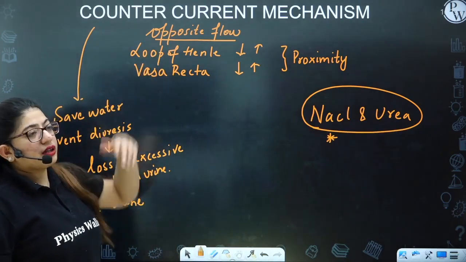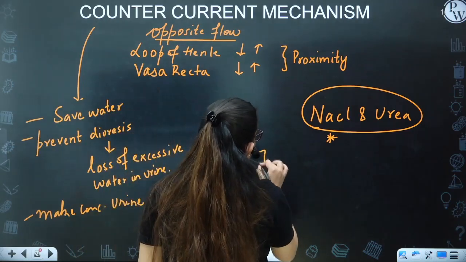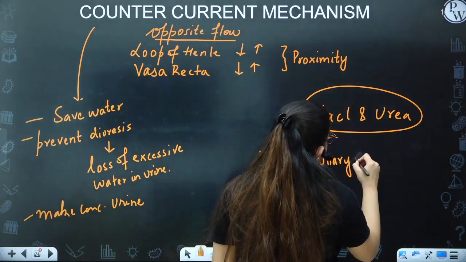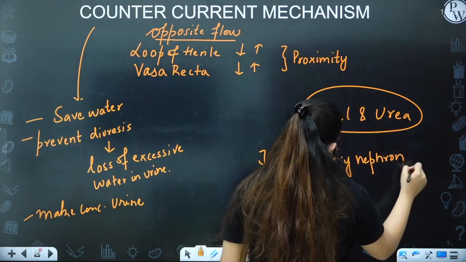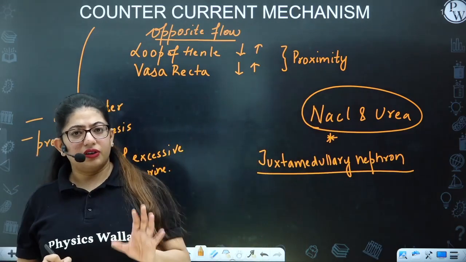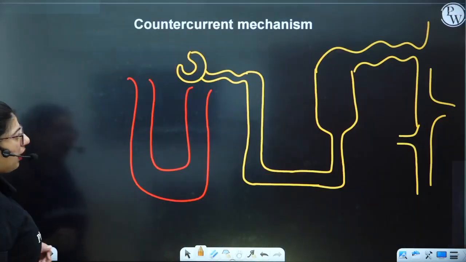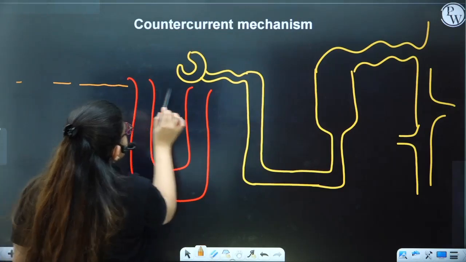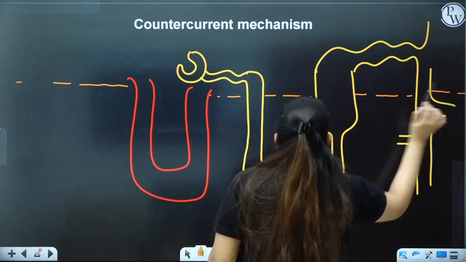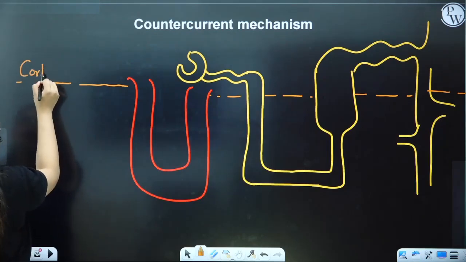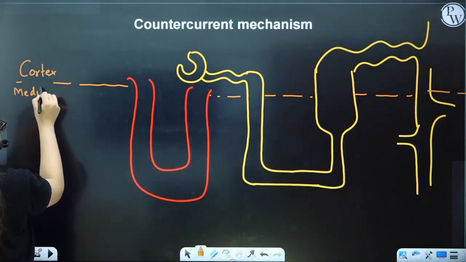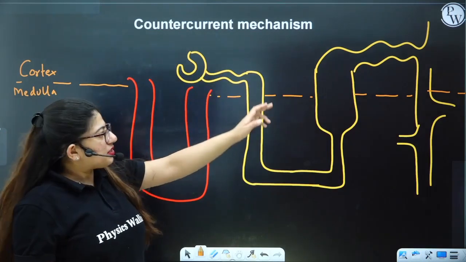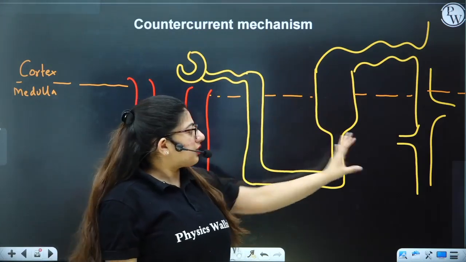So let's talk about that in detail, how we are going to conserve water. To run the countercurrent mechanism, definitely we need nephron, and that nephron is juxtamedullary nephron. As we have discussed, during water scarcity condition, the only nephron that works is juxtamedullary, whereas corticals work under normal conditions. Here, this is a juxtamedullary nephron. The upper one is cortex, and the lower one is medulla. Bowman's capsule, PCT, DCT, all these are in cortex. These things are in the medulla.